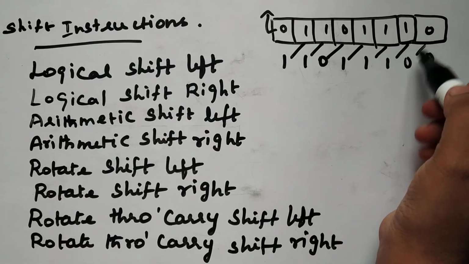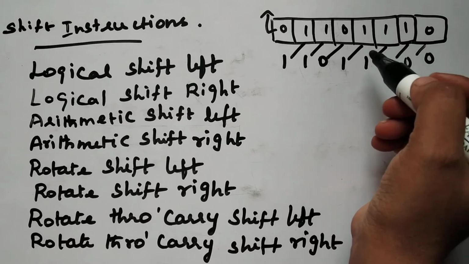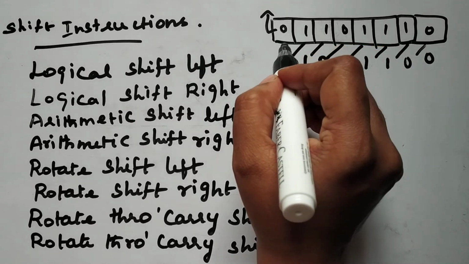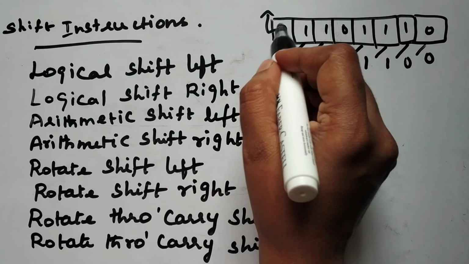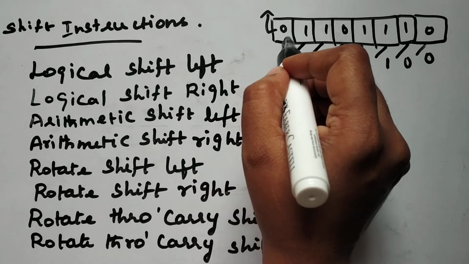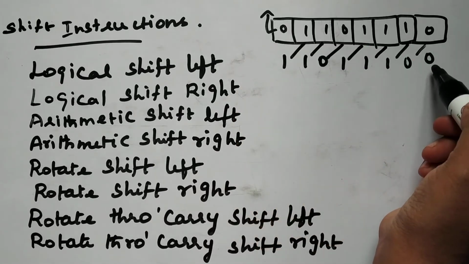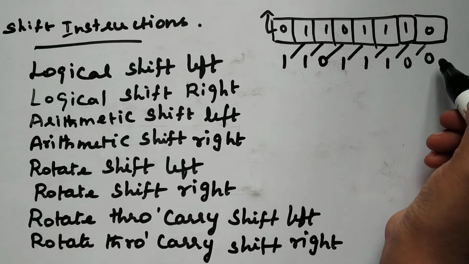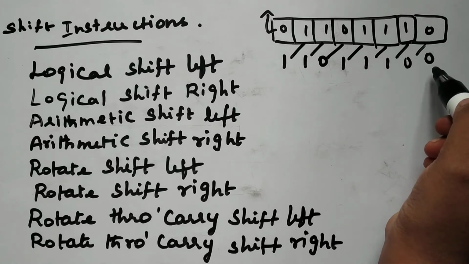So if you are performing a shift operation, that is, moving bits one position to the left, whatever bit we have in the most significant bit will be lost, and we need to insert one new 0 in the least significant bit. This is what logical shift left is.